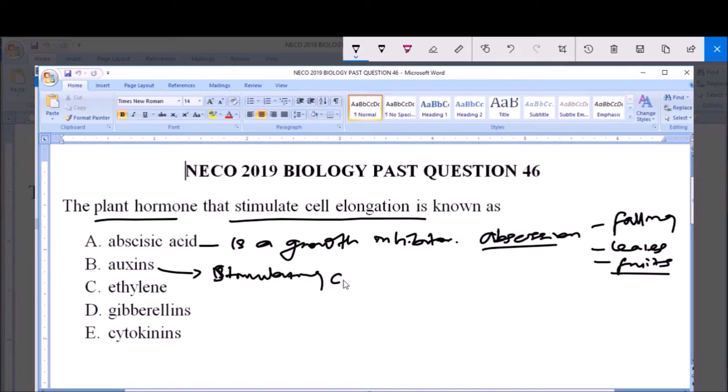by stimulating cell elongation. Now how does auxin stimulate elongation? Auxin does this by softening the cell wall, thereby making it possible for the cell to stretch as their protoplasm swells and increases in amount. So when the auxin goes to the cell wall, it softens it. As it softens, the cell wall is no longer rigid. It now makes it possible for this cell to stretch.